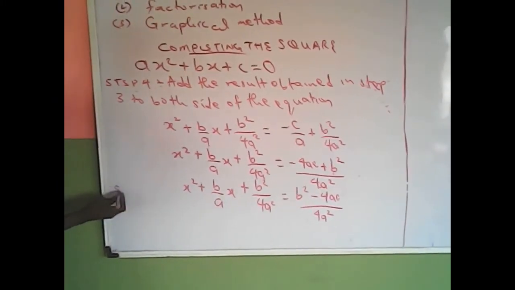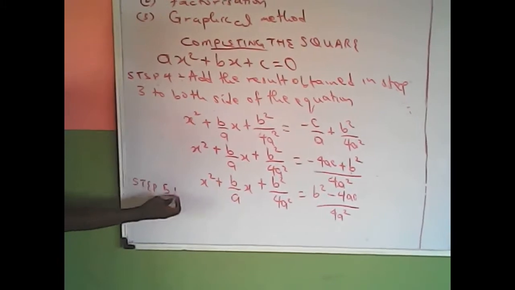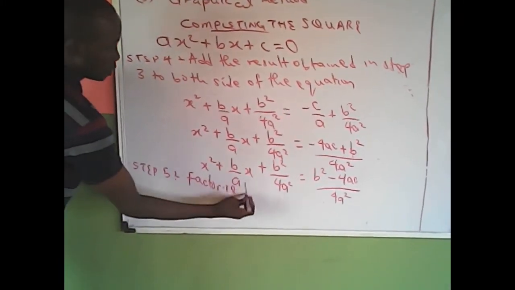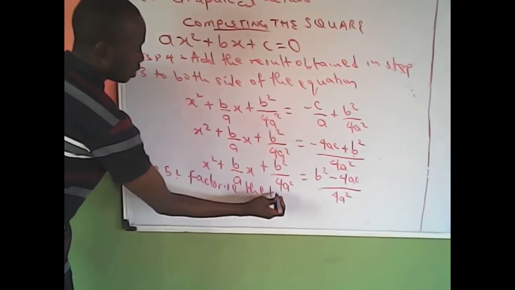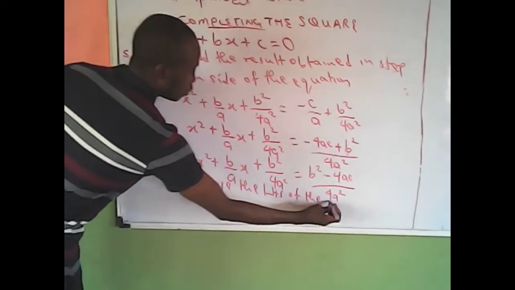So the next step now will be step 5, and that's it. Factorize the left hand side of the equation.